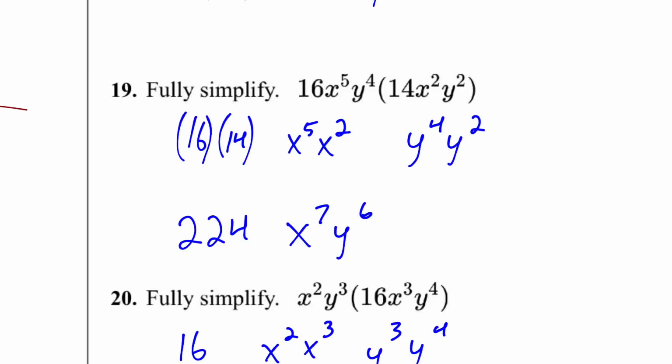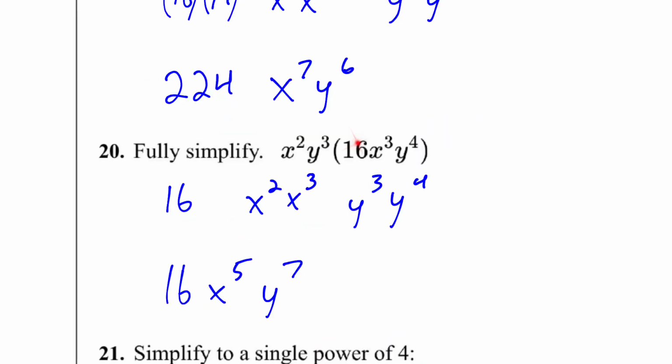This one looks a lot more complicated, but it's really the same idea once we break it down into parts. 16 times 14, numbers times numbers. I wrote that here. The x to the fifth and the x squared go together right here. Y to the fourth and y squared go together right here. 16 times 14, I can actually get an answer, 224. For these, I add the exponents. 5 plus 2 is x to the seventh. 4 plus 2 is y to the sixth.